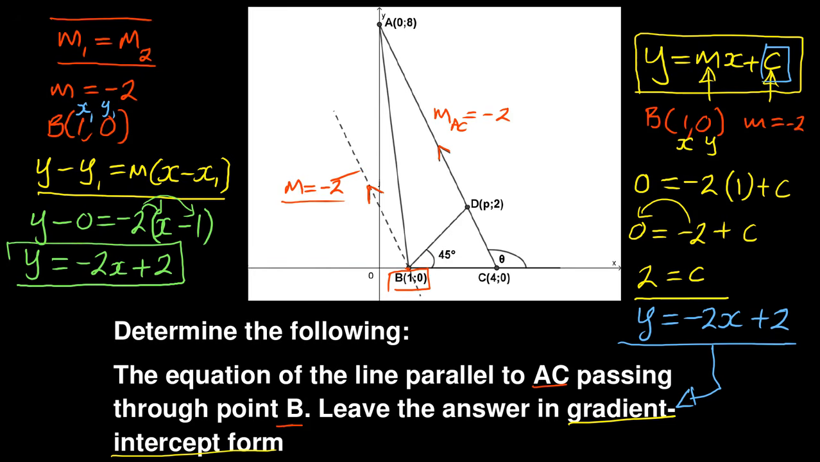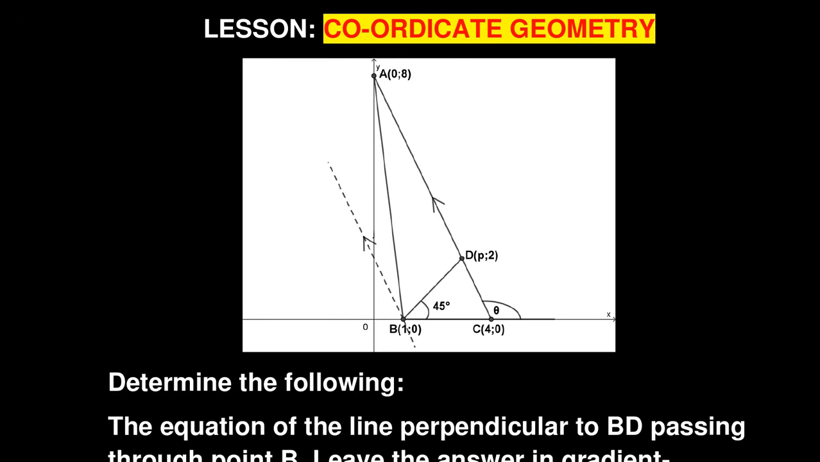Now if you compare the two equations, you can see that this is now the gradient intercept form because it's y is equal to mx plus c. You compare the two, you can see that it is giving us the same answer. So remember, you can use two ways, but the answer will be the same. The method can be different, but you still arrive at the same answer.